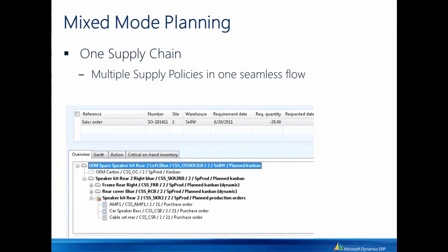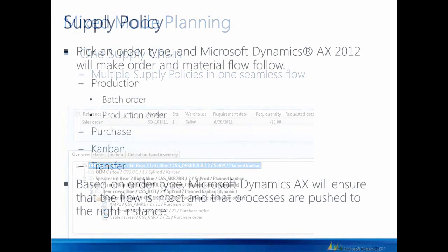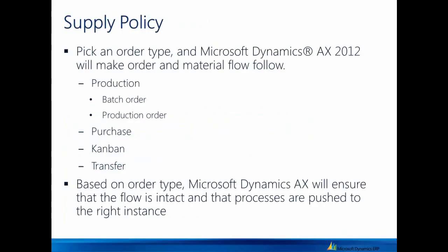The importance here is that you basically just have to define the supply policy, and Microsoft Dynamics AX 2012 will ensure that the flow that we source orders to different sources is controlled automatically. Supply policy, basically pick any order type, and Microsoft Dynamics AX 2012 will make sure that order and material flow follow.